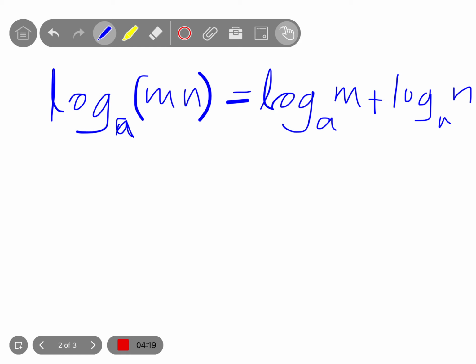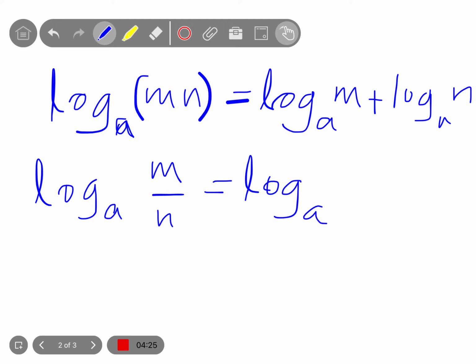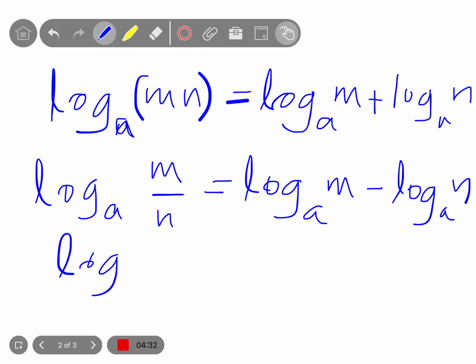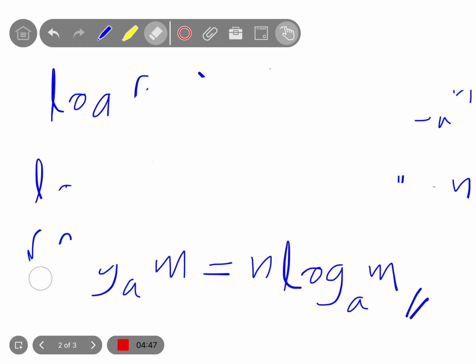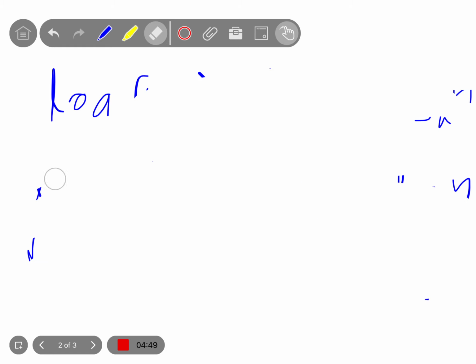That's what it means. If we take the other way, m divided by n, this is equal to log a m minus log a n. And if we have something like log a of m to the power of n, this equals n comes to the beginning, n log a m. So these are some basic logarithm principles that you need to remember. So let's go back to our questions soon.